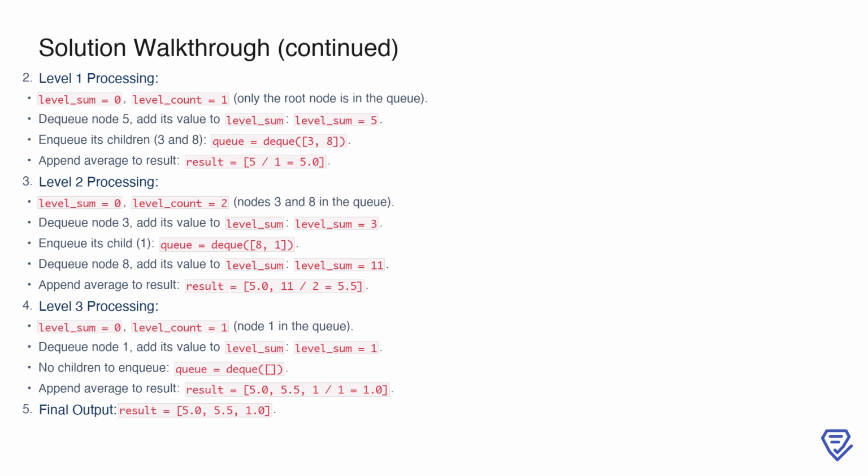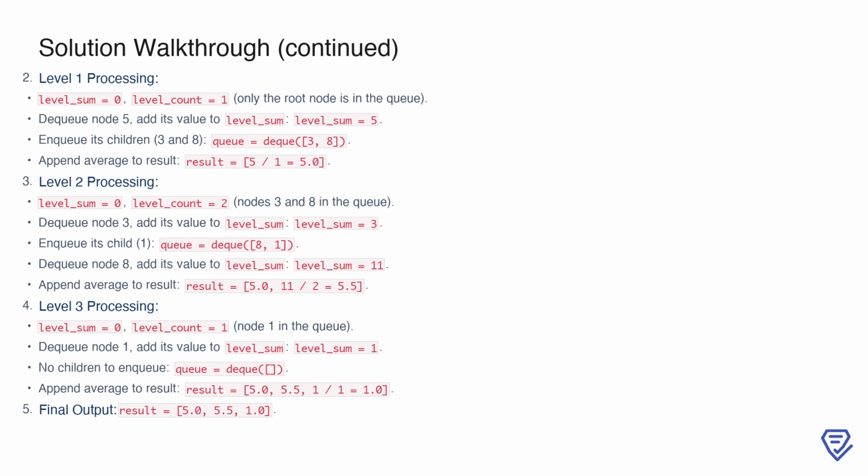Moving to level 2, the queue contains nodes 3 and 8. We begin with a level sum of 0, and after processing node 3, the sum becomes 3. We enqueue its left child, 1. Then, we process node 8, bringing the level sum to 11. The average for this level is 11 divided by 2, which is 5.5. This is added to the result list.